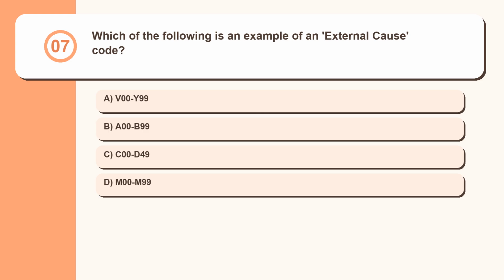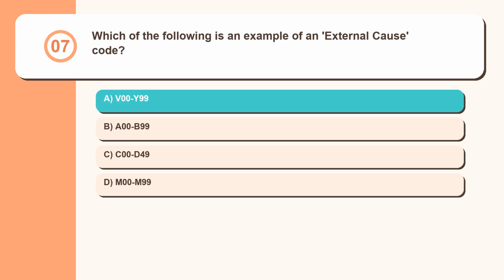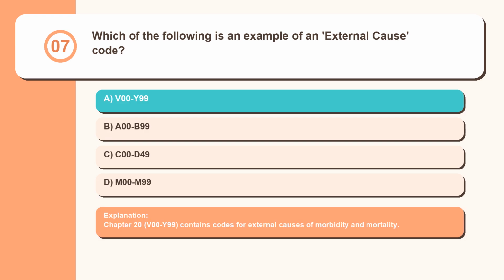Question 7. Which of the following is an example of an external cause code? V00-Y99, A00-B99, C00-D49, M00-M99. Chapter 20, V00-Y99, contains codes for external causes of morbidity and mortality.